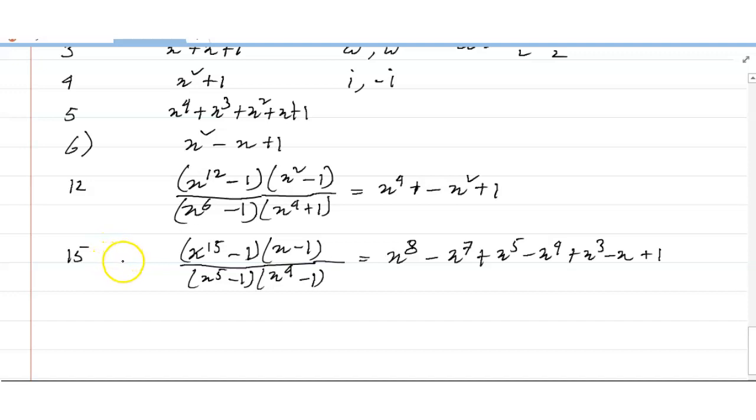So you see that the coefficients of phi_n(x) are 0 and plus or minus 1. So coefficients seem to be 0 and plus or minus 1.